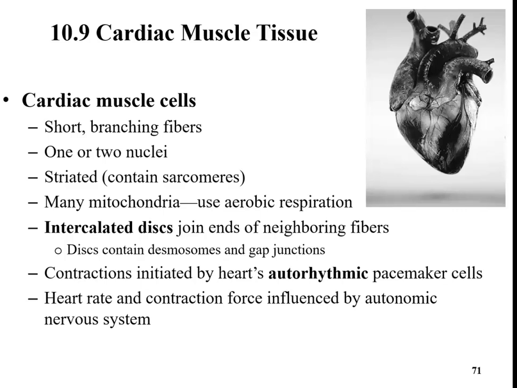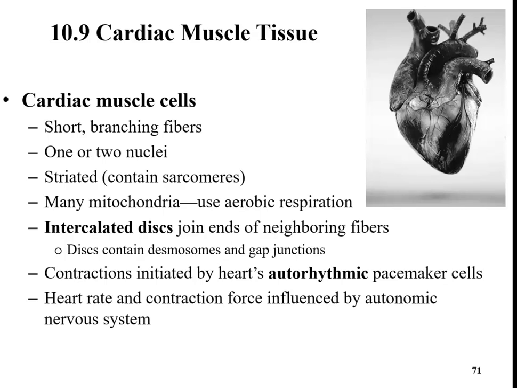Cardiac muscle has a lot of mitochondria. This is important for aerobic respiration, right? You don't want your heart muscles to get tired. Cardiac muscle cells have these things called intercalated discs that join the ends of neighboring cells. And these discs contain both desmosomes and gap junctions. And remember, these were ways that cells can bind to one another.